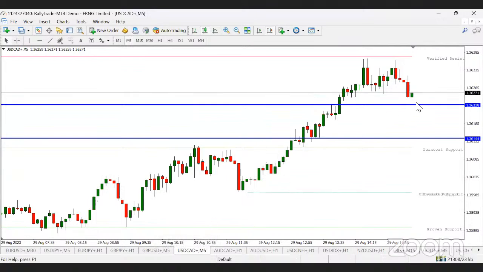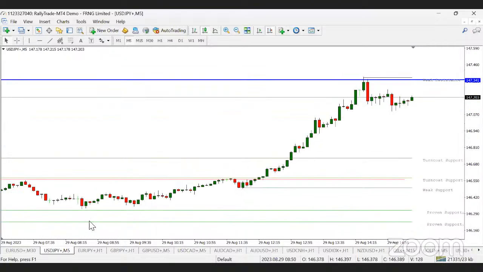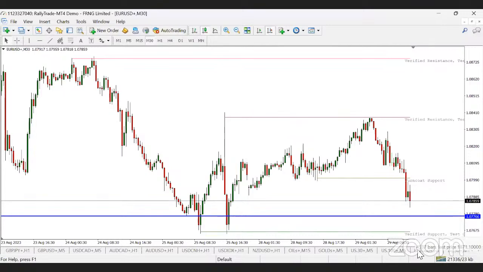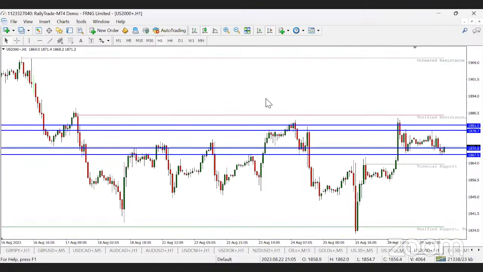So I told you that USD CAD, I can only enter if price gets to 1.36238. That's my entry position for this instrument, and the take profit is 1.36144. Let me call the entry again: 1.36238 and 1.36144. All right, so that is this particular instrument. And let's take a look at other instruments, starting from US 2000.